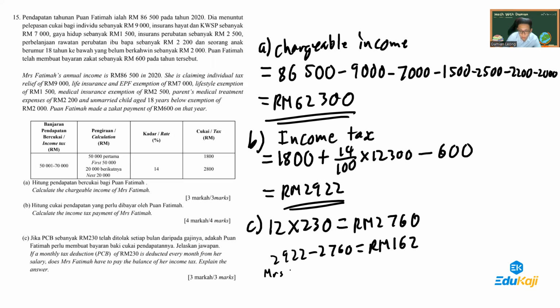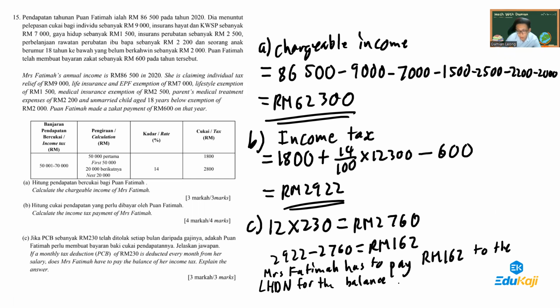So Mrs. Fatima has to pay 162 ringgit to the LHDN for the balance after deducting from the monthly tax deduction paid. Yeah.